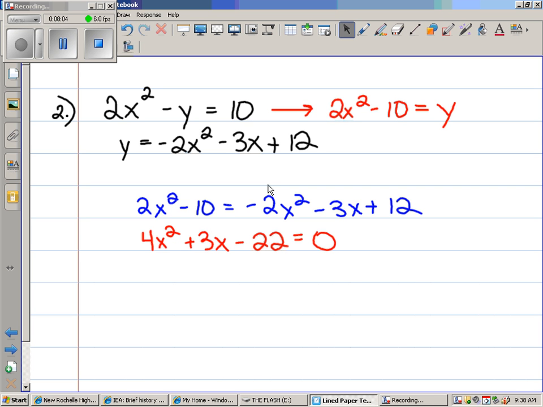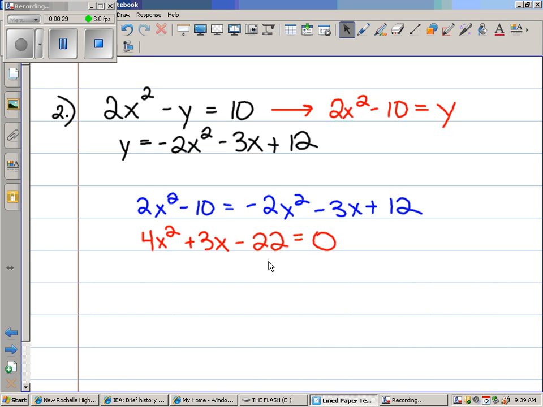So I added 2x squared to each side. That got me 4x squared. I added 3x to both sides. That got me this positive 3x. I subtracted 12 from both sides. That's how I got negative 22. The only alternative you could have had was probably, if you did it the other way, minus 4x squared minus 3x plus 22. Am I right? Yeah? Okay. Now we're kind of screwed.